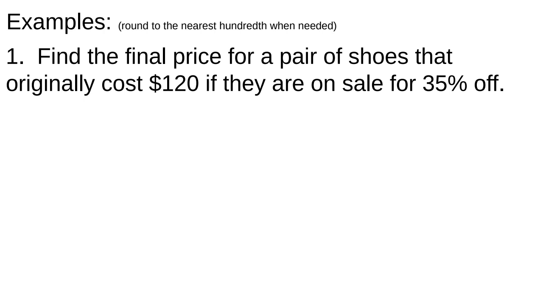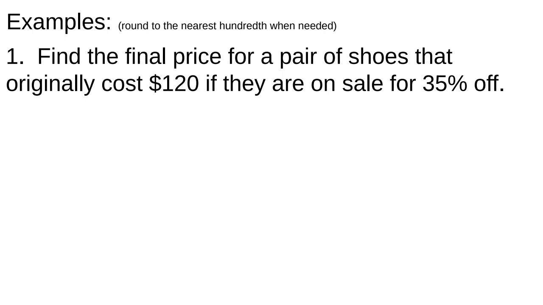Let's take a look at example 1. Find the final price for a pair of shoes that originally cost $120 if they're on sale for 35% off. From here, we need to decide what the percent, the part, and the whole are for this problem so that we can put it into the proportion.